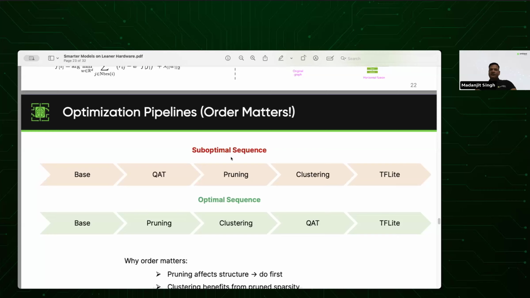So the question comes in, why does this suboptimal sequence come into the picture? Think of a scenario when you have created a base model, then you're doing QAT first. It will freeze the quantization range, and subsequent pruning and clustering will invalidate those calibration statistics. Like the zero point or scaling factor will get a problem when QAT is done before pruning or clustering. That's why it's always preferred to ensure that pruning is done first, clustering next, and QAT, and later on at the end you're converting it to TF Lite to get the complete picture.